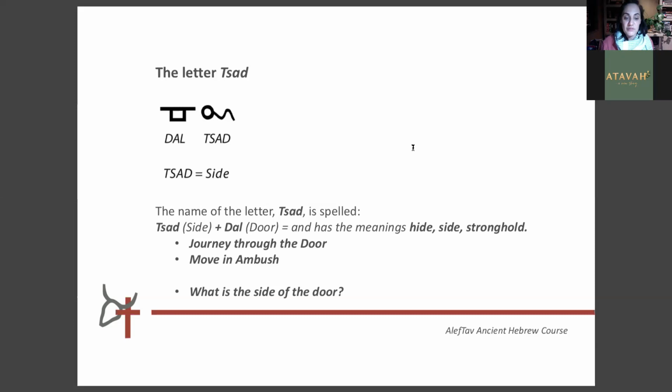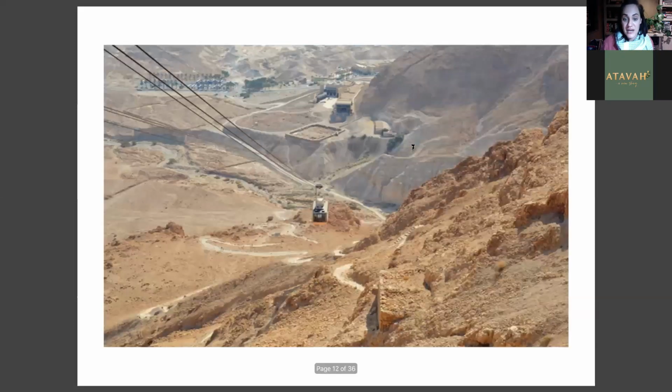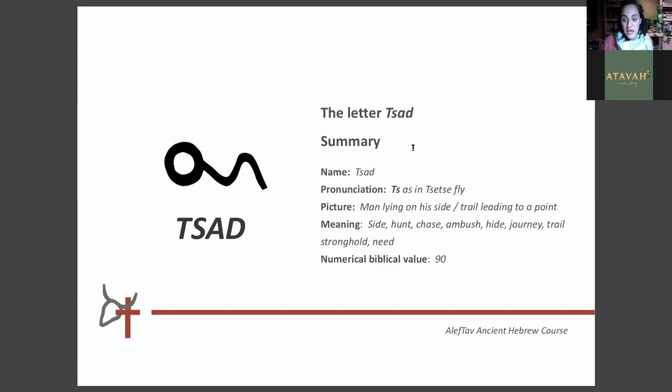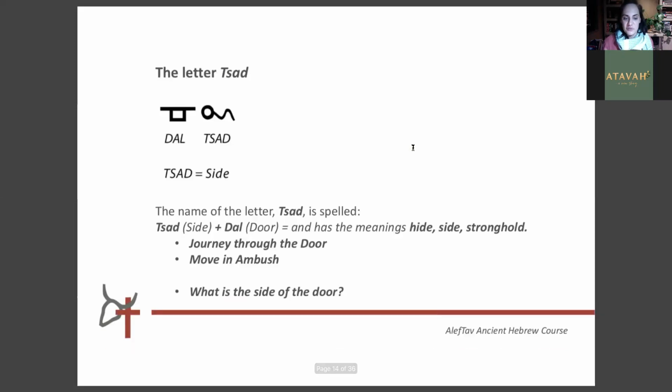It can mean to move in ambush, which is what you do when you hunt, remembering that it means to chase, to hunt. So to move in ambush, to hunt something. So I just want to ask you a question here. And I want to ask you to keep this question in your mind, because again, we're going to go back to this at the end. But what is the side of the door? If I said that, remember, the door refers to the Messiah. And if the literal meaning of the pictures mean the side of the door, what does that refer to?